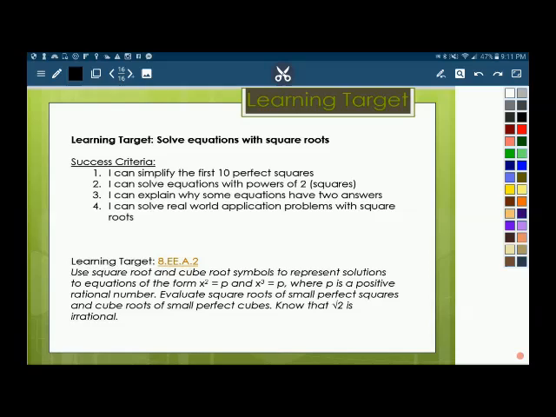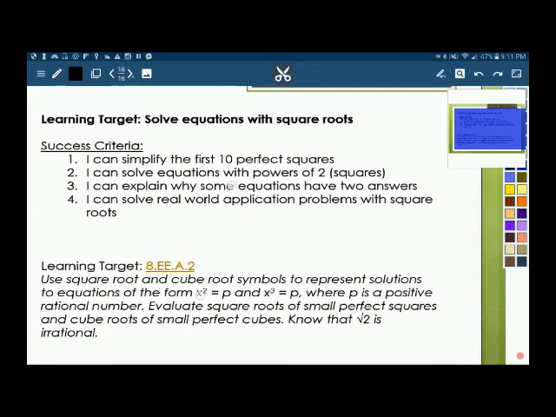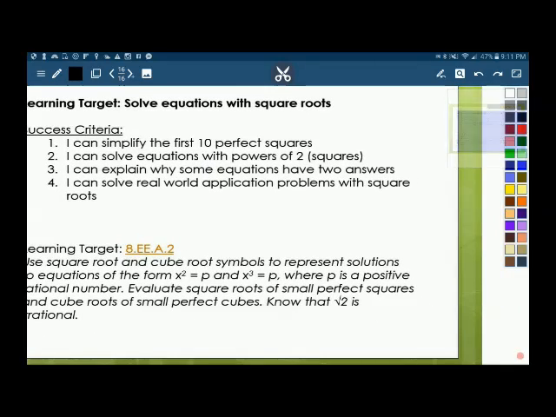All right, so that wraps up our lesson today. We solved equations that involve square roots. We have our success criteria met. We simplified the first 10 perfect square roots. That was in example 1, and we also had those showing up in example 2 as well. I can solve equations with powers of 2. We did that through all the examples. So example 1 through 3, we did that.